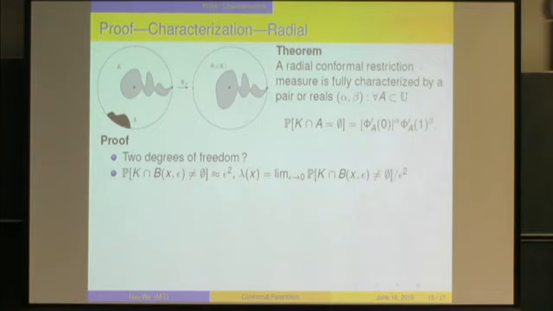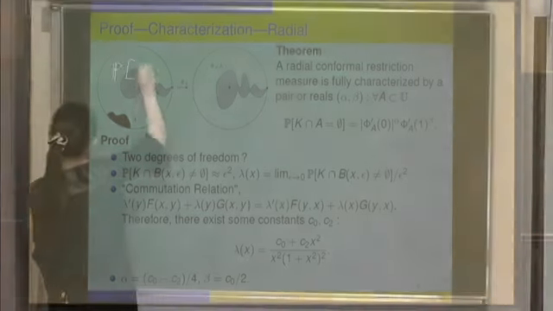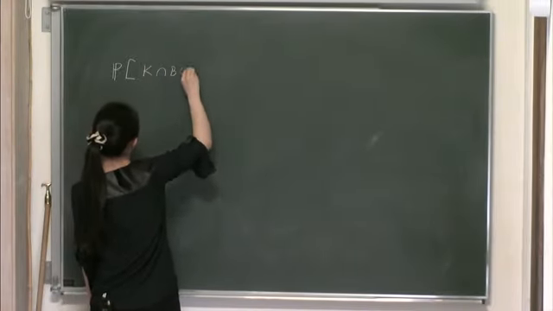But now, in the previous case, in the second step, we used scaling invariance to solve this lambda x. But in the radial case, since we don't have scaling invariance, we have to find some other way to solve this function lambda x. And the idea we use is called commutation relation. So what we do now is calculate the probability that this random set hits 2 small balls.